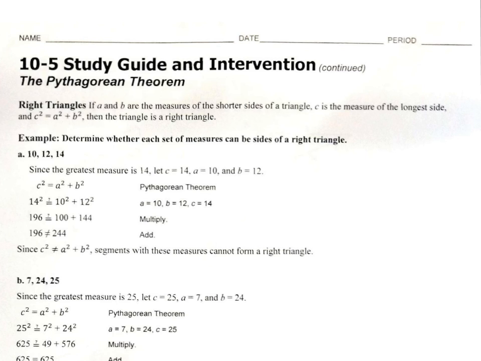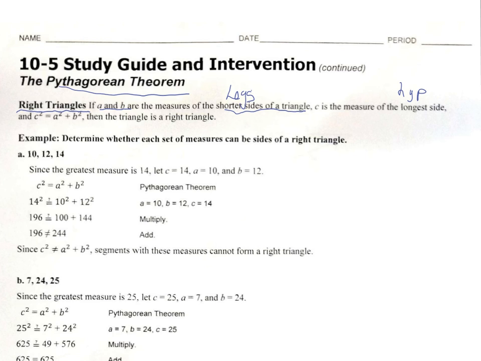As we take a look at day 2 of the Pythagorean theorem, what we're going to take a look at today, again, is how we are dealing with right triangles. Now, the activity for today is going to be to determine whether or not something is a right triangle. So it states here that if A and B are the measures of the shorter sides of a triangle, yesterday we called those shorter sides the legs, okay? And C is the measure of the longest side. Yesterday we called that the hypotenuse, okay? Then the triangle is a right triangle.